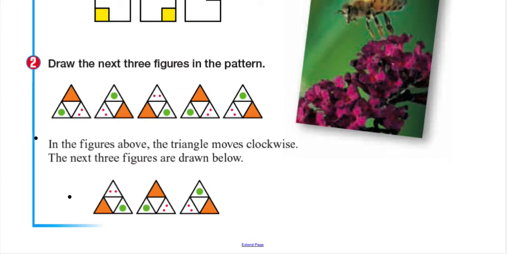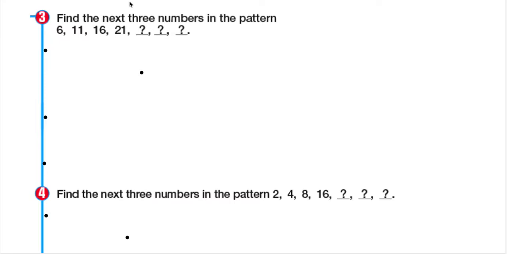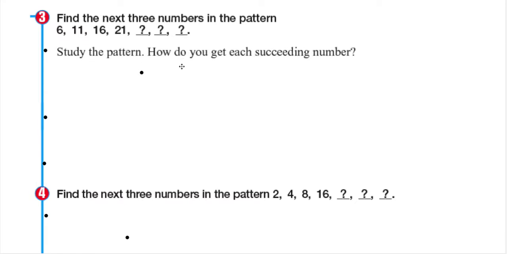Let's take a look at patterns that involve numbers. Find the next 3 numbers in the pattern: 6, 11, 16, 21. The question is, how do we get each succeeding number? If you notice, when you go from 6 to 11, you add 5, 11 to 16, you add 5, and 16 to 21, you add 5. So this is the pattern, adding 5 to get the succeeding number.